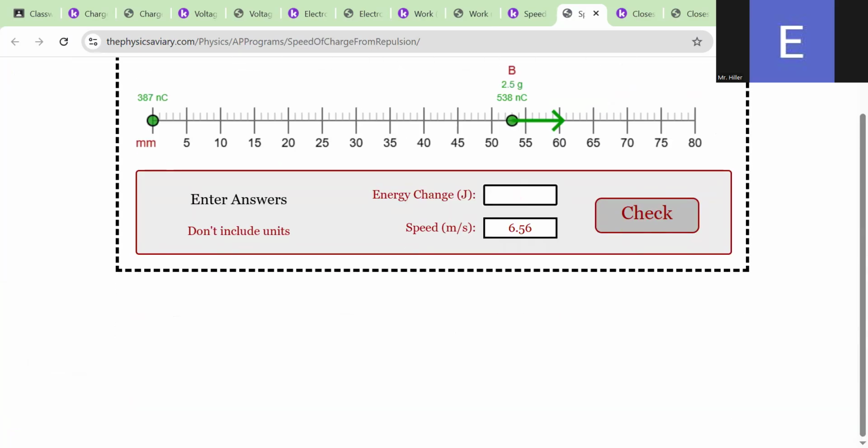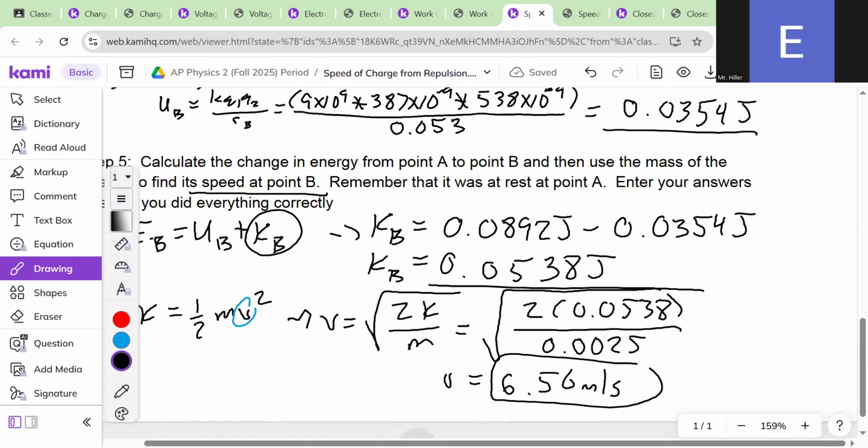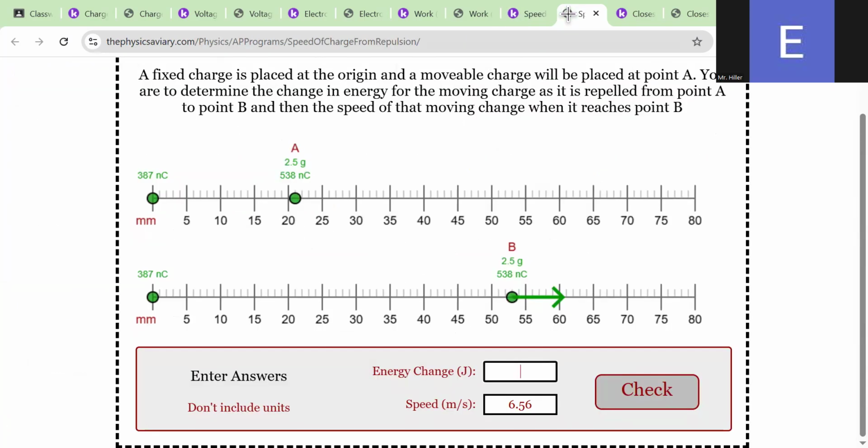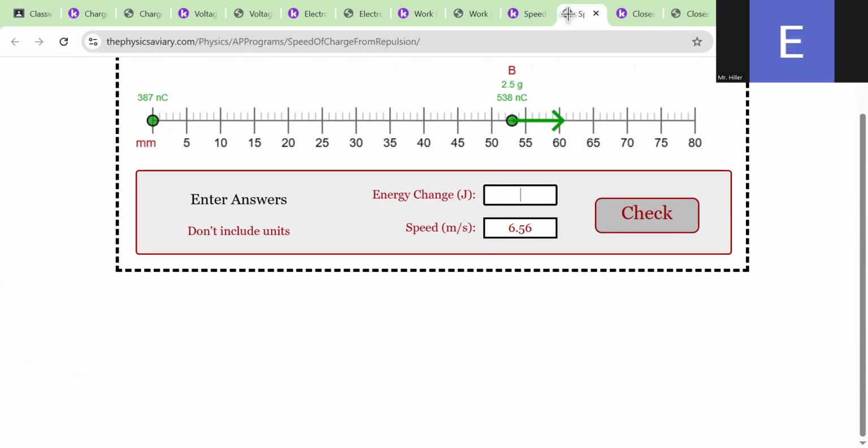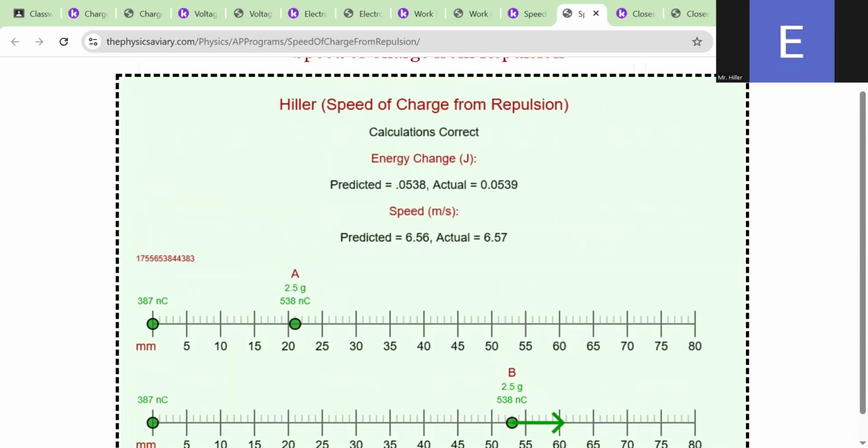Okay, the energy change is going to be the work that's done. So the energy change is the difference between the energies. The energy change is going to be your kinetic energy, so 0.0538 in my case. All right, and there we go.